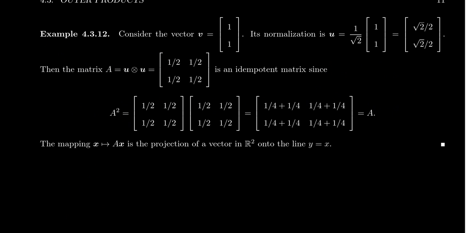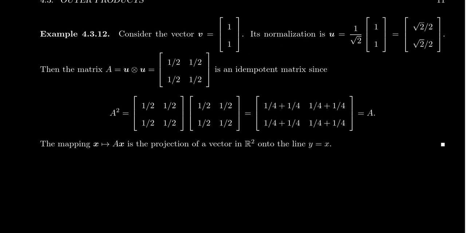Let's see a specific example of that. If we have the vector 1, 1, maybe we want to do the projection onto the line spanned by 1, 1, which, be aware, is going to be the line y equals x inside of the plane R2. Well, v is not a unit vector. The length of this vector is actually the square root of 2, right? So you're going to get the square root of 1 plus 1, which is the square root of 2. So in order to get a unit vector, we're going to normalize this thing.